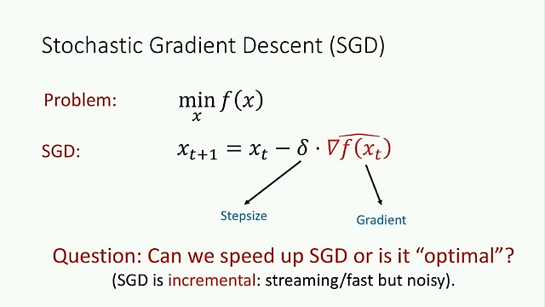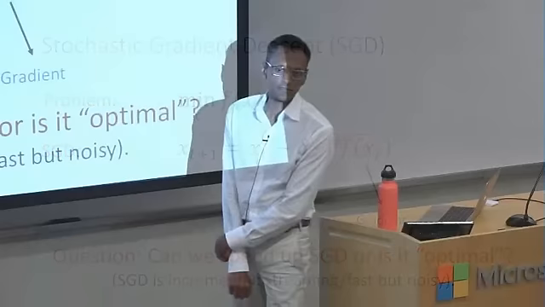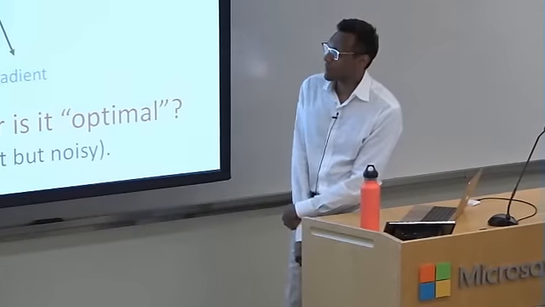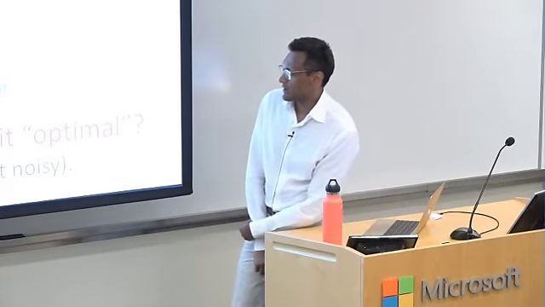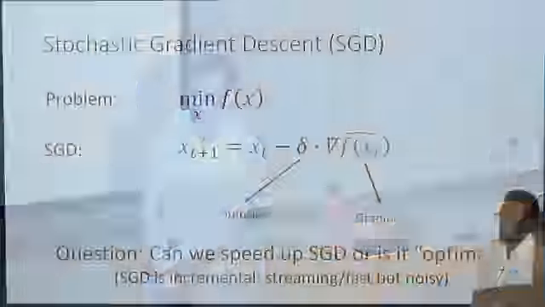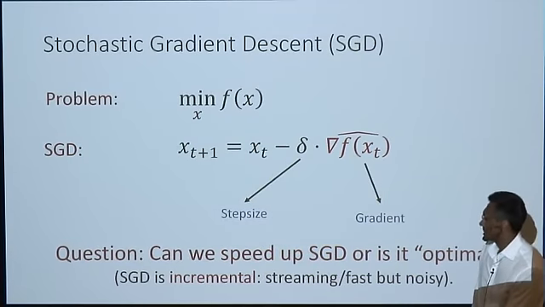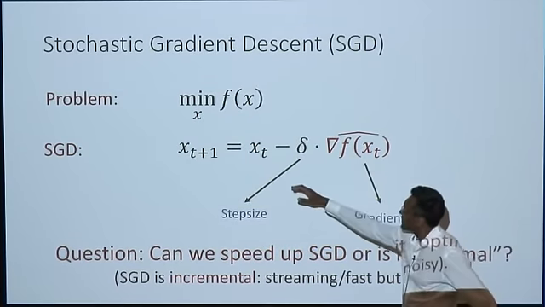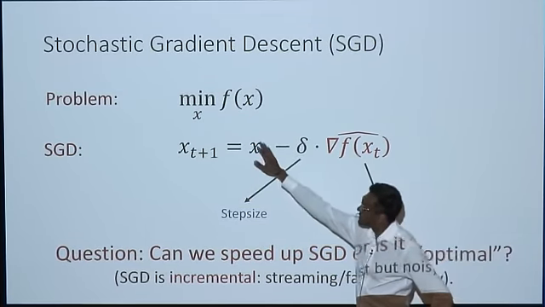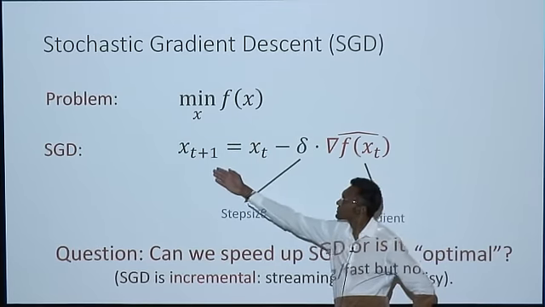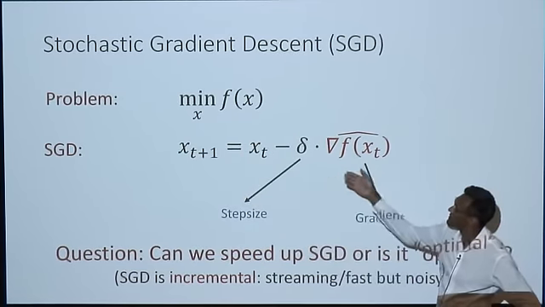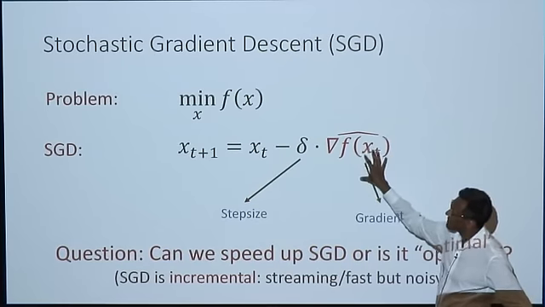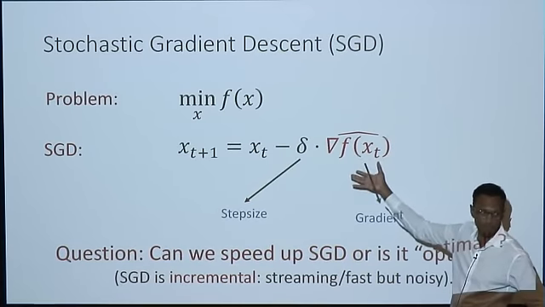So the question we're going to look at today is, can we speed up stochastic gradient descent? SGD is one of the most widely used algorithms in practice, and for a variety of reasons. It's very simple. It's incremental, and by that I mean, the problem is we want to minimize some function f of x. We're trying to find parameters which make this function value small, and we update these parameters in the direction of some noisy estimate of the gradient.